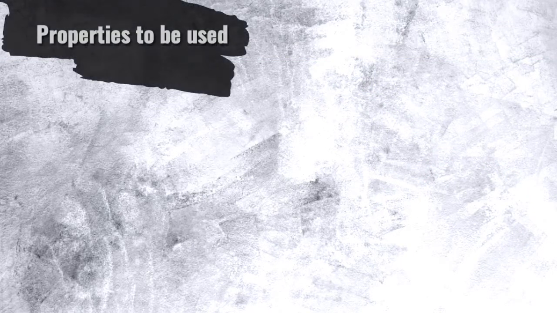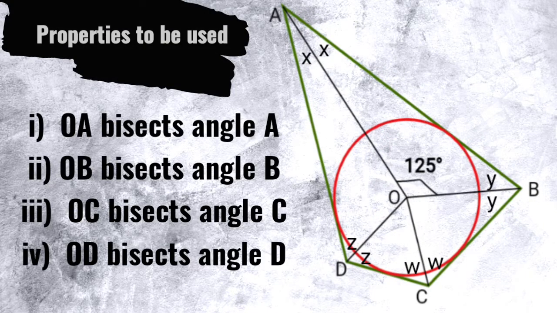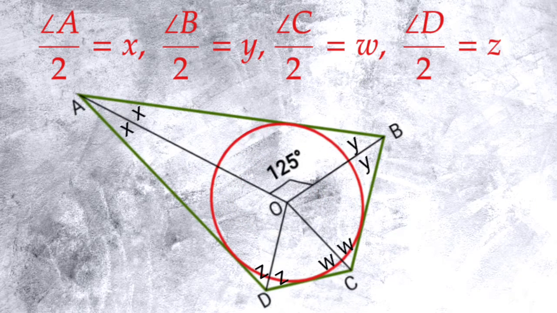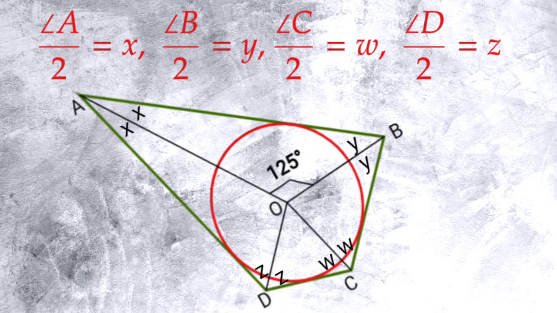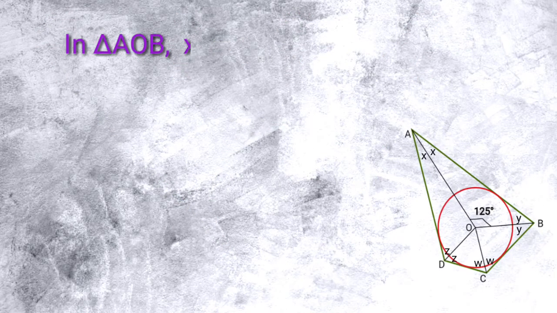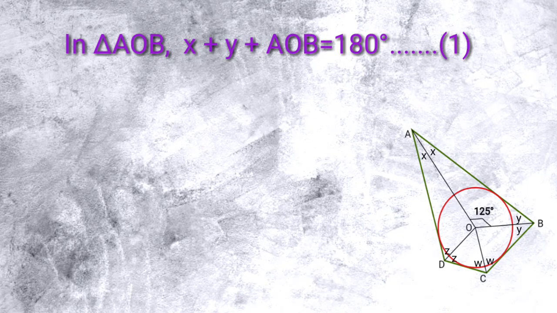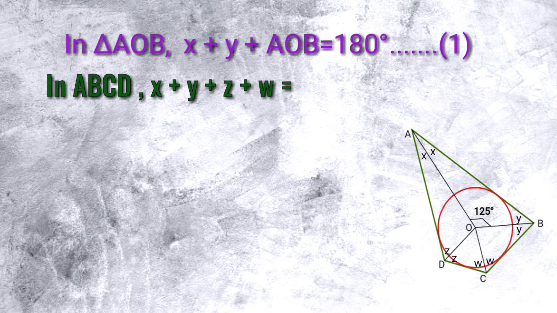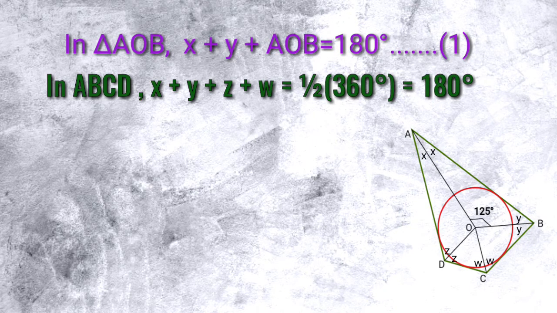The properties to be used here are OA bisects angle A, OB bisects angle B, OC and OD bisect angle C and angle D. Now take half angle A is X, half angle B is Y, half angle C is W, half angle D is equal to Z. And now in triangle AOB, angle X plus Y plus 125 is equal to 180. And in the quadrilateral, the half angles when added, that is x plus y plus z plus w, is equal to half of 360 degree, that is 180 degree.